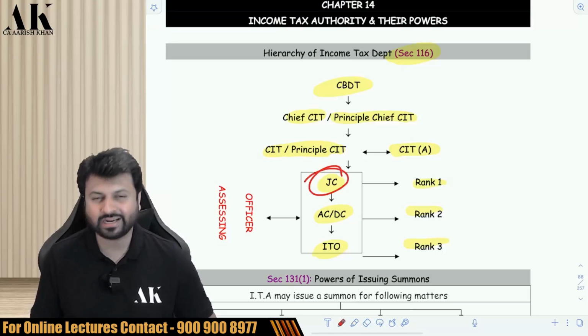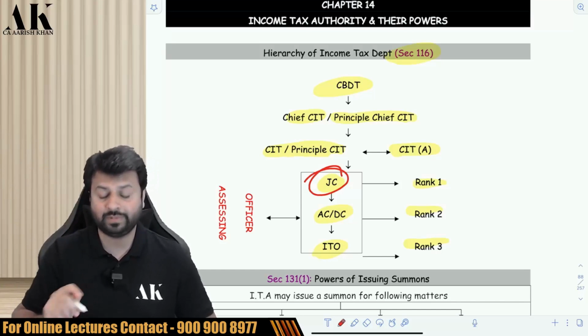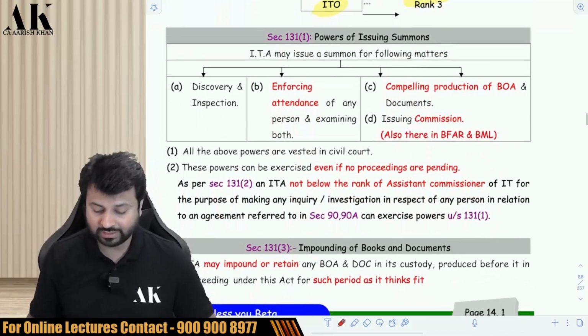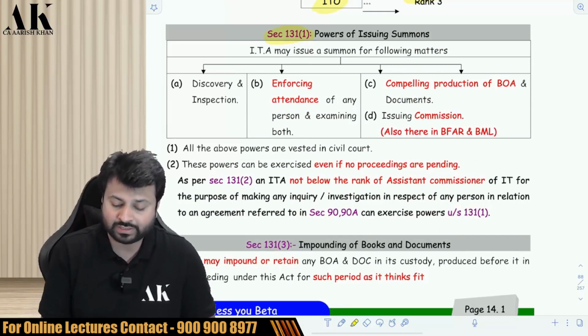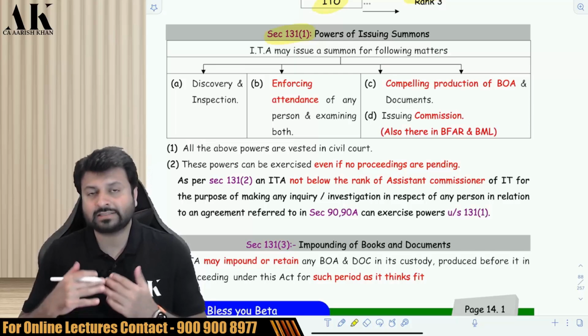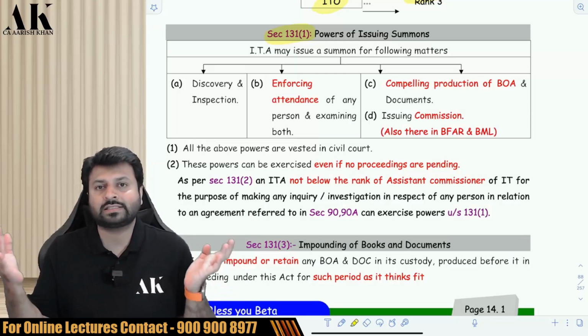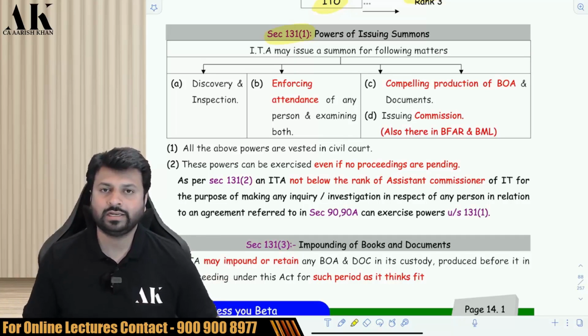Generally JC conducts big assessments, like you can say the assessment of GAR, etc. All those big cases will be done by what? Joint Commissioner. Now there are certain powers of income tax authority. Let's see one by one all the powers. The first power is given under 131 subsection 1, that is the power to issue summons. Why are summons issued? Summons are generally issued by civil courts, but that power is also given now by the income tax department to the income tax authorities.